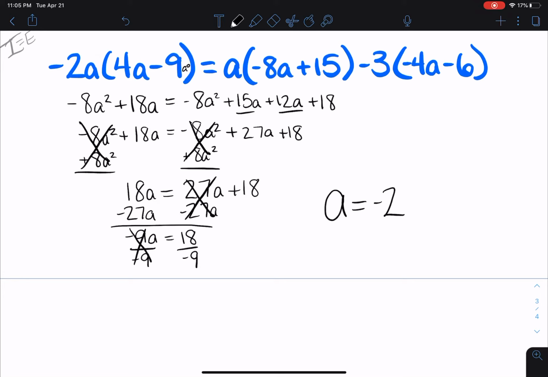Now, if you really wanted to, if you were on an exam or something, you can plug this in and put negative 2 in for each of these a's, and then you can multiply it back out, and it will give you an answer. Whatever's on the left side will be equal to the right side. That's how that'll work when you check it.